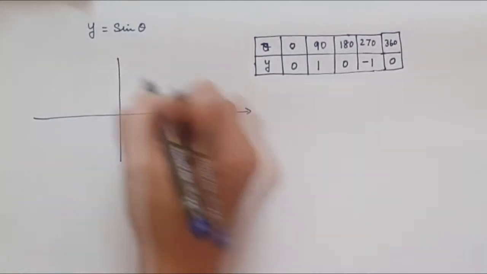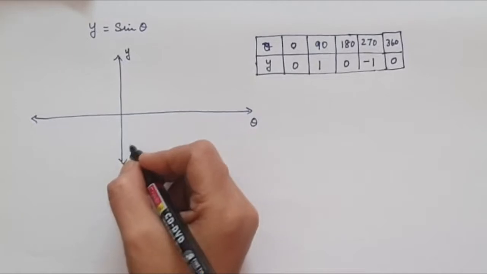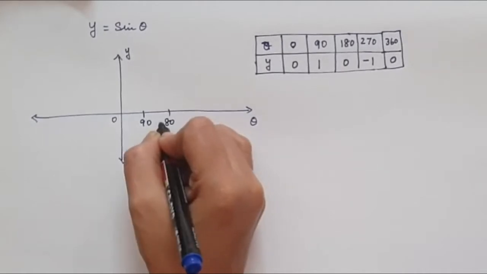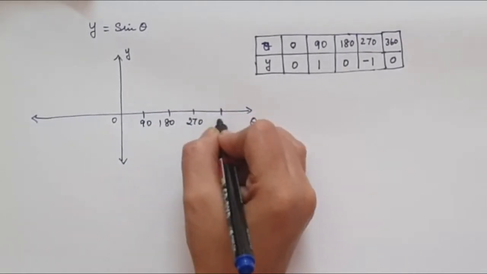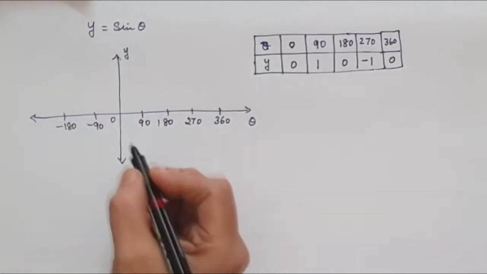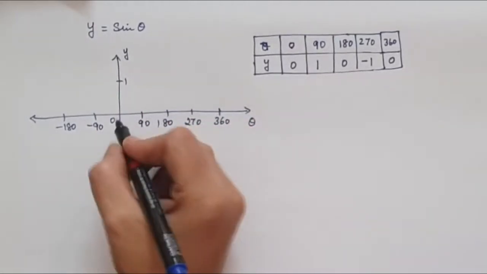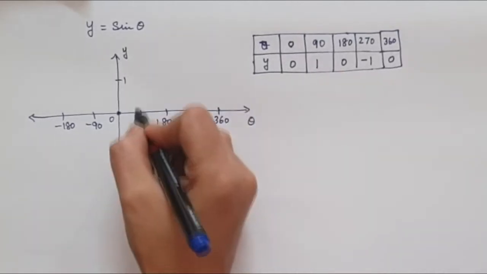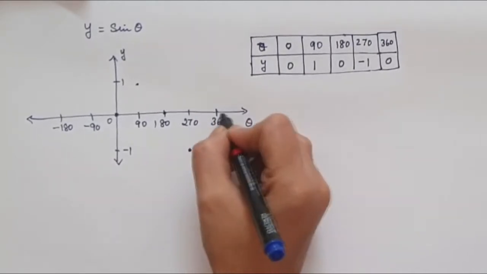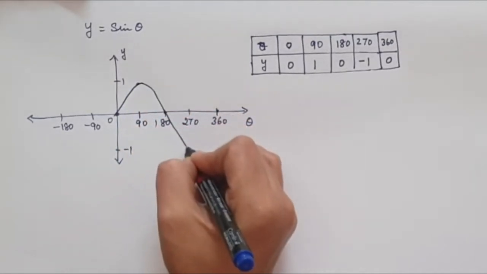Now when we draw the graph, we'll represent the theta angle on the x-axis and y on the y-axis. So we'll put in all our values, that is 90, 180, 270 and 360. If I go back, it is minus 90 and minus 180. Our maximum value is 1 and the minimum value is negative 1. The first point is 0, 0. Then 90 and 1. Then 180, 0. 270 and negative 1. 360 and 0. So the curve for sin theta will be like this, a waveform.